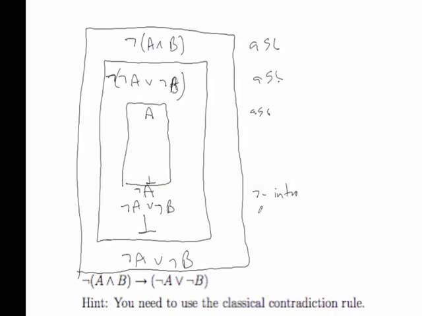This one could be justified simply by the fact that if we know not A, we certainly also know not A or not B. And this line can be justified by contradiction from this line and this line. It's actually a not elimination from this line and this line, and this one was the classical contradiction rule, and the final line was an implication introduction.